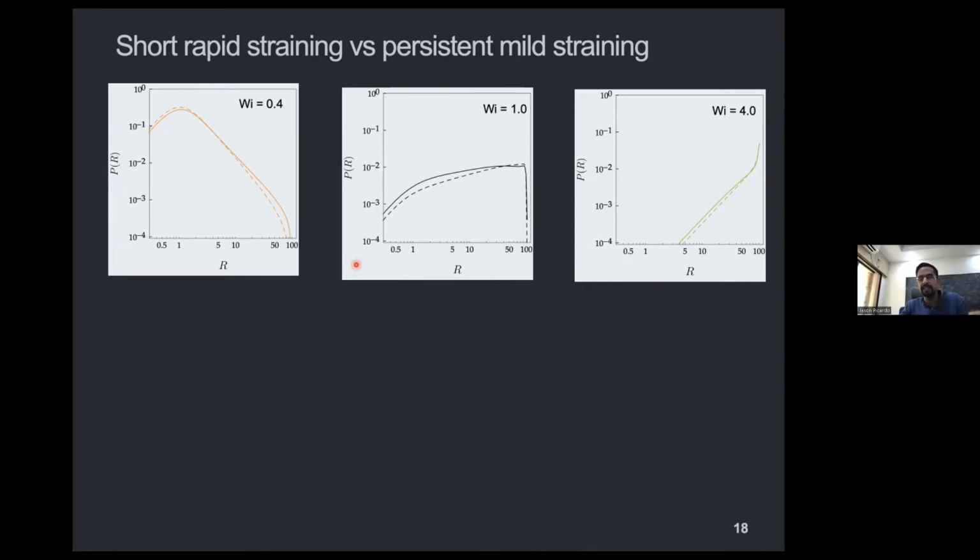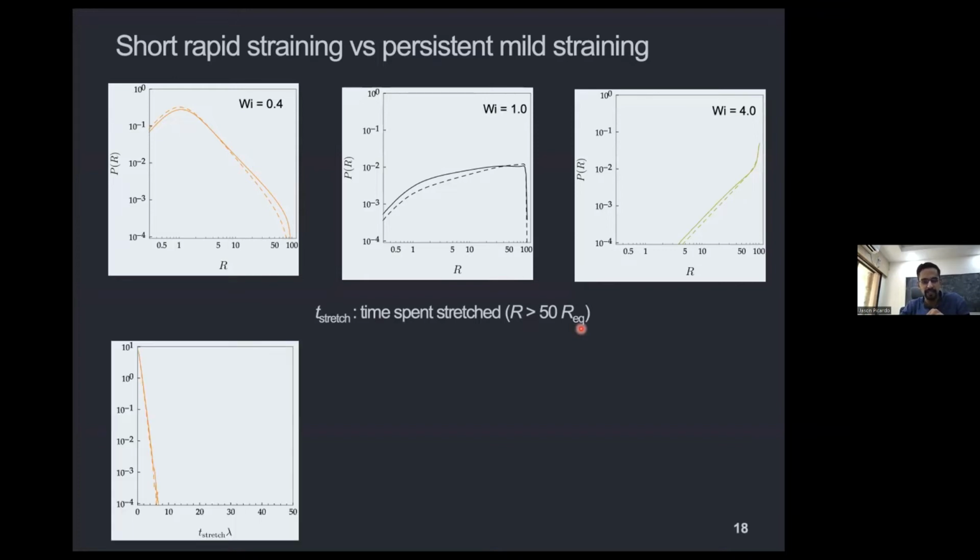And can we detect this feature, that they are stretched more persistently in the Gaussian flow? So we defined the time of stretching as the time spent in a stretched configuration, which we defined as when the extension is greater than 50 times the equilibrium extension. The maximum extension in our finite dumbbells is 100 times the equilibrium, so it's far away that it's not being affected by these nonlinear effects. And this is what we see.